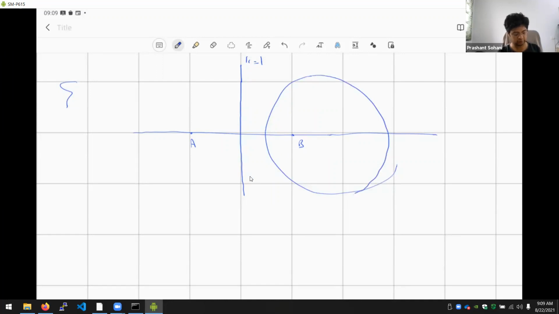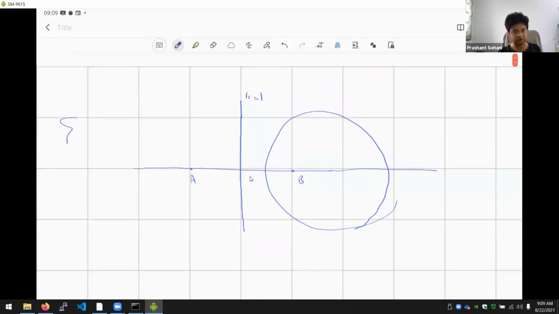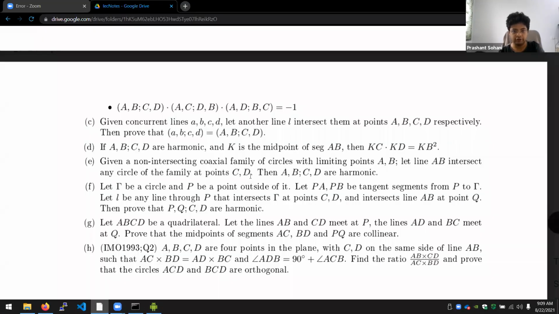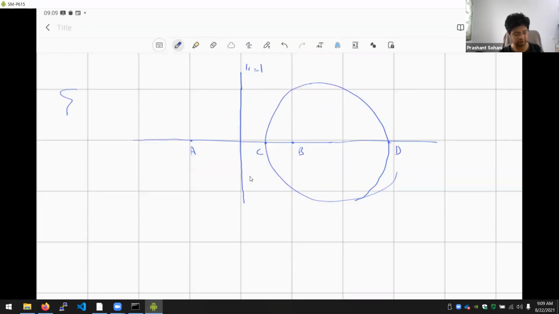Every point on this circle has some Apollonius ratio, some k, and it is intersecting this line AB at points C and D. And now the question is, points A, B and C, D are harmonic. This is what I have to prove.